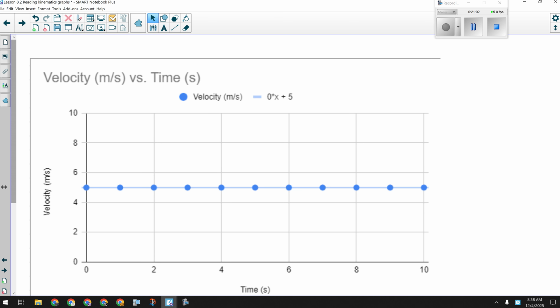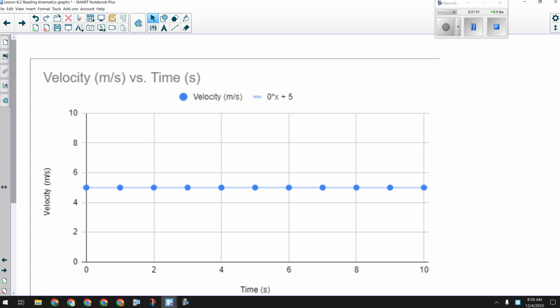So, velocity versus time graph. What's that object doing? Staying the same. Yeah, its velocity isn't changing. Because what's the slope of that line? 0. Y equals 0 times x plus 5.